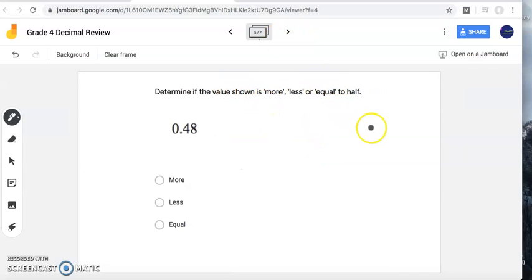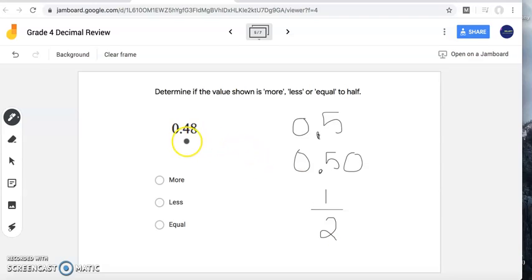Now next, we moved on to problems like this. Determine if the value shown is more or less or equal to a half. But from the previous problem, we determined that 1/2 is the same as 5/10. 1/2 is the same as 50/100ths. And you can also write 1/2 simply as the fraction 1/2. These are all equivalent to 1/2. Now when we see 48/100ths, I'm going to write 5/10 because we determined that was the same as 1/2.